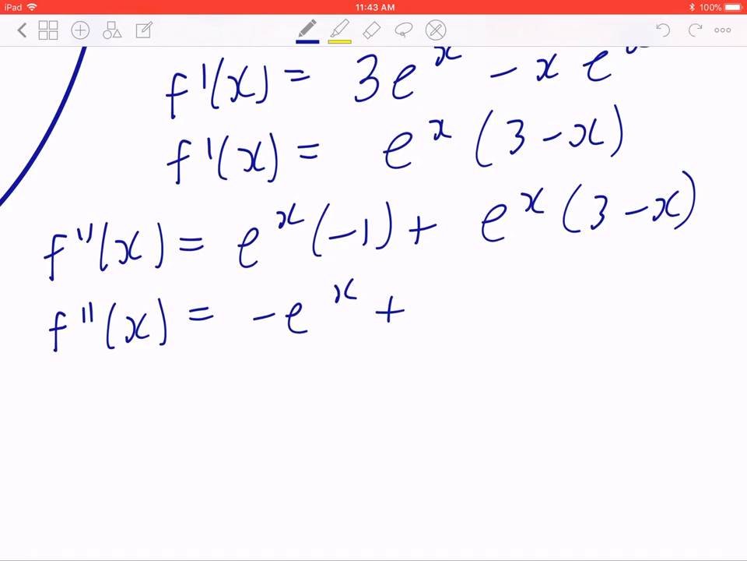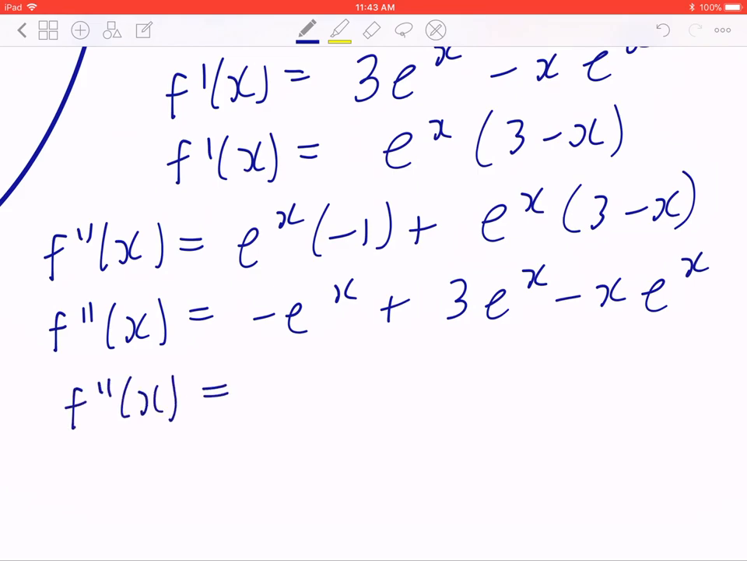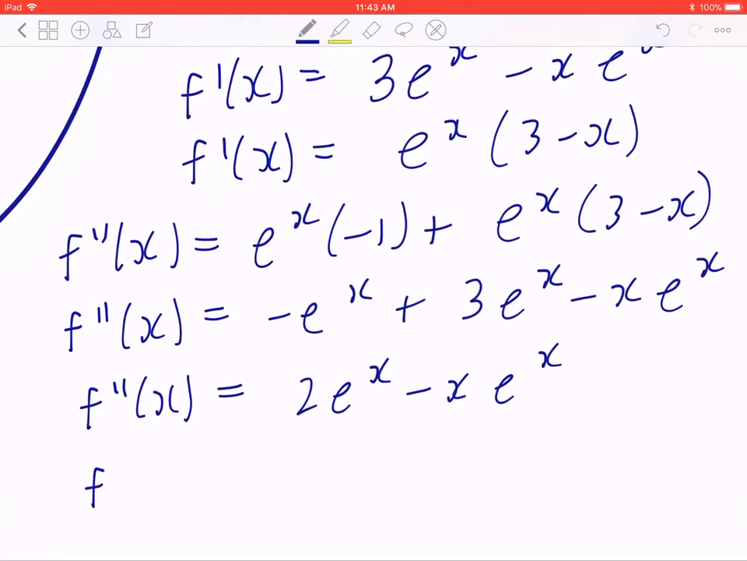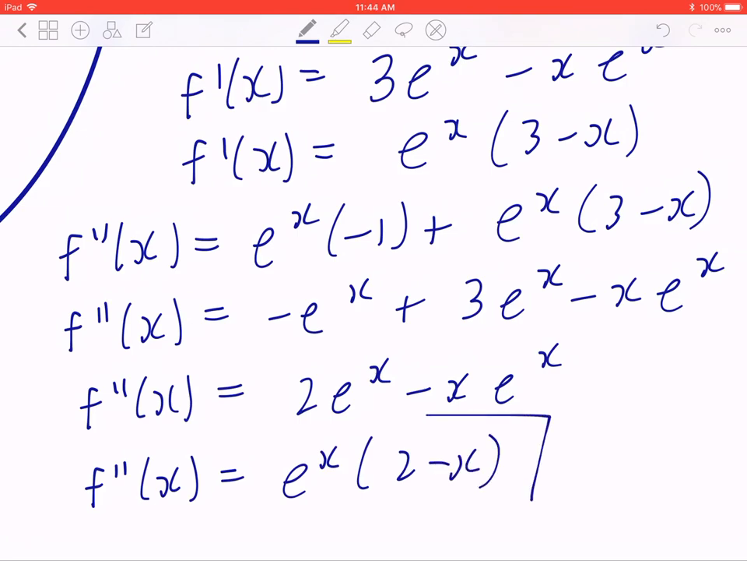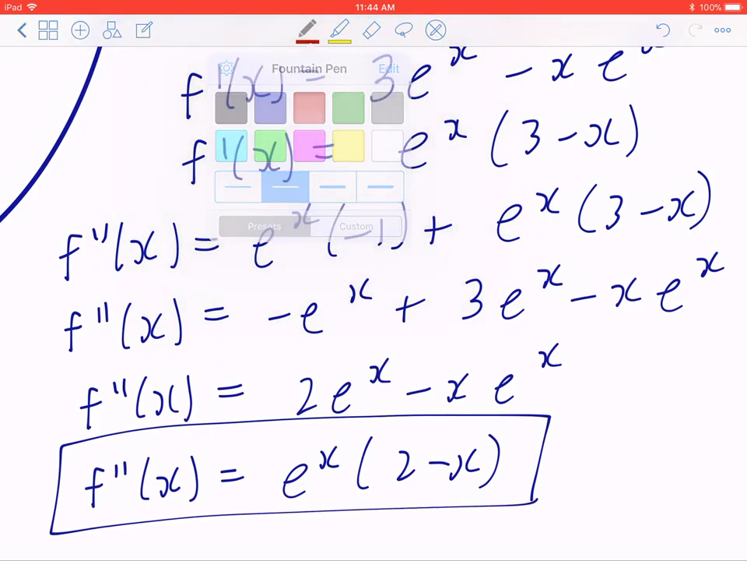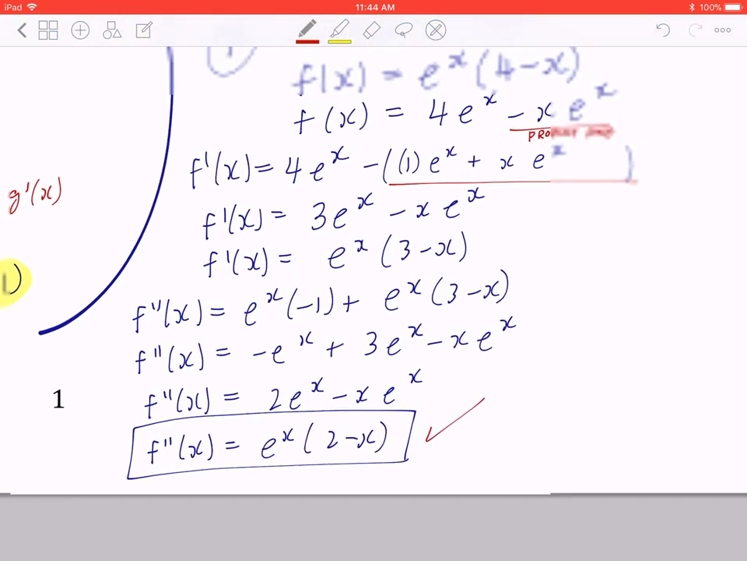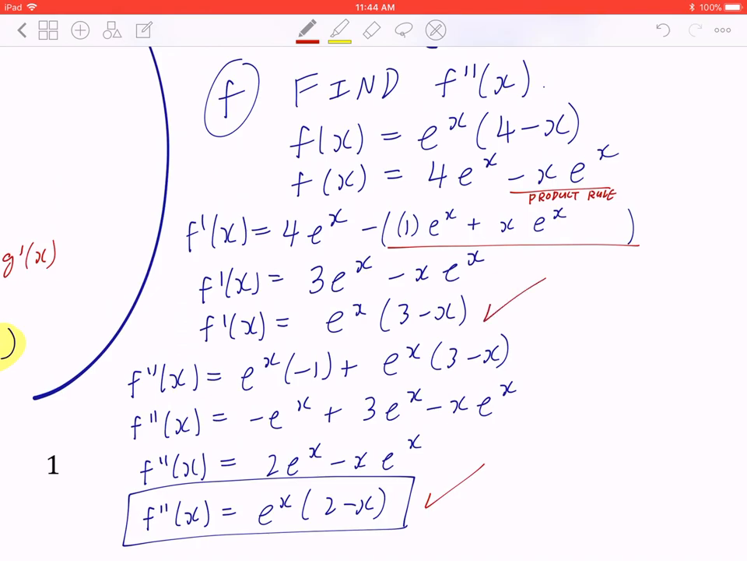let's expand this. So plus 3 times e to the x minus x times e to the x. And now if you collect like terms, f double prime equals 3 minus 1, which is 2, so 2 times e to the x minus x times e to the power of x. There's a common factor of e to the x at the front, and in the second bracket, 2 minus x, just like that. So again, I hope you did the same thing, and we are synchronized.